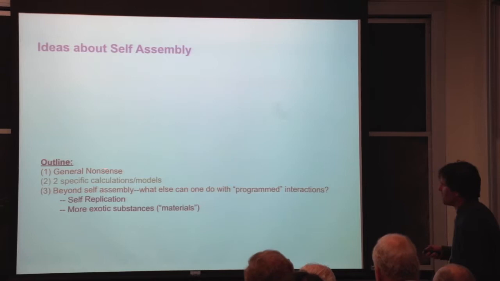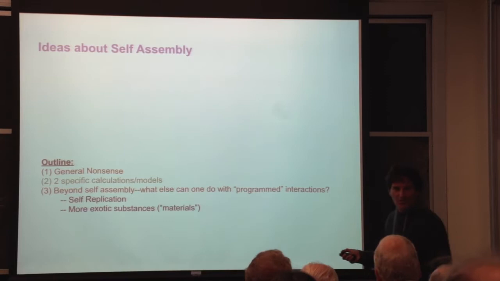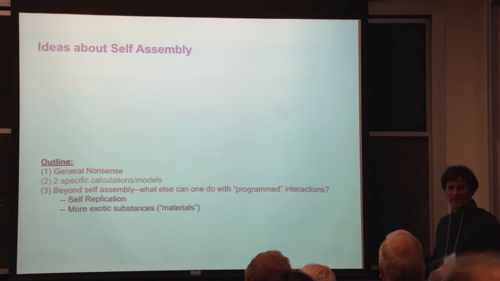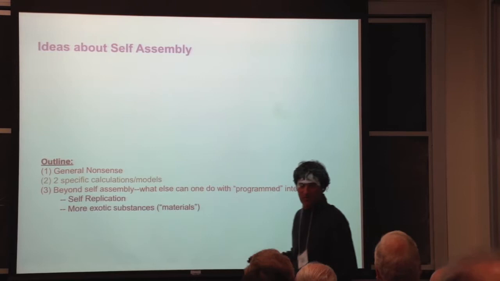So the way that the talk goes is the following. First, I'm going to give the general nonsense that we're supposed to give in a talk about self-assembly. Then the general nonsense, I hope, will motivate two specific calculations and models. I was told that this was an audience that was intellectually very diverse, and that I should be gentle, but looking out at the audience, I feel quite scared. And so I'm not now sure if that was the right thing to do. But anyway, we can go into more detail, who cares?